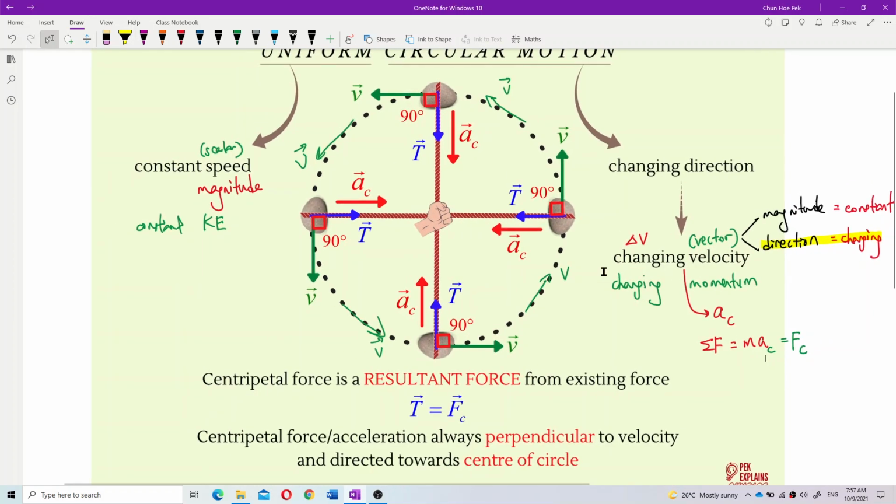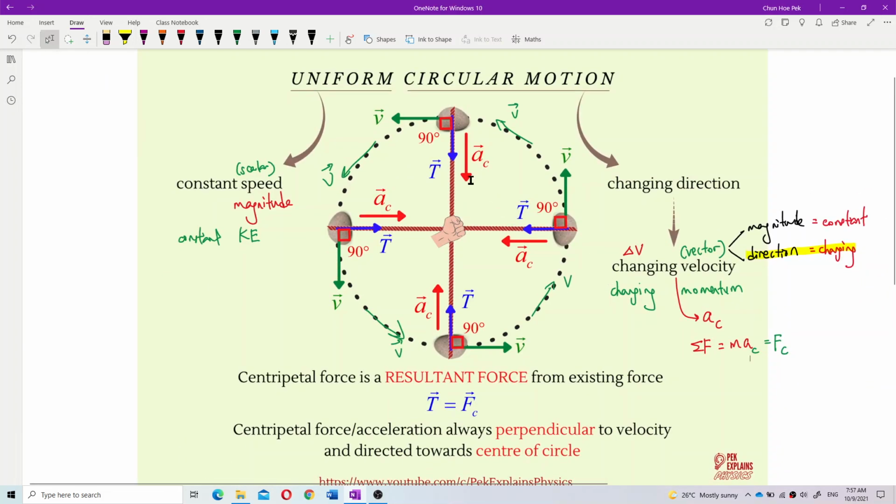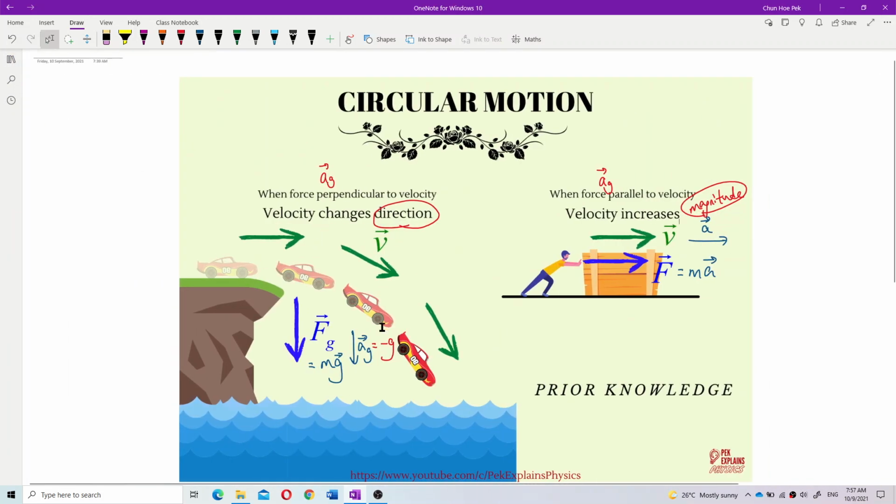Now, I want you to look at this diagram. Just like the example just now, talking about projectile motion, why does the velocity change direction? Because there is a force perpendicular to the velocity, isn't it? Like this car, there is a gravitational force pulling downward while the velocity is moving to the right. So this car cannot move straight forward. It will change direction downward.